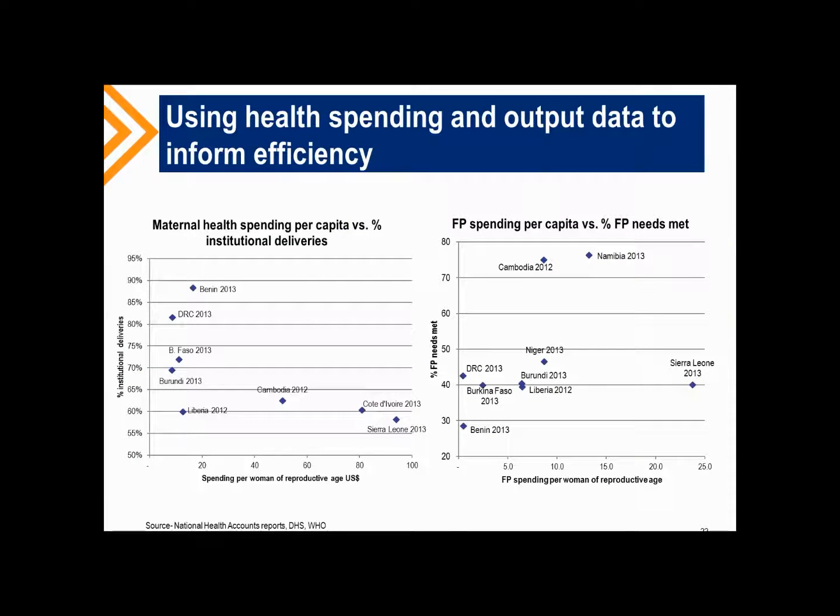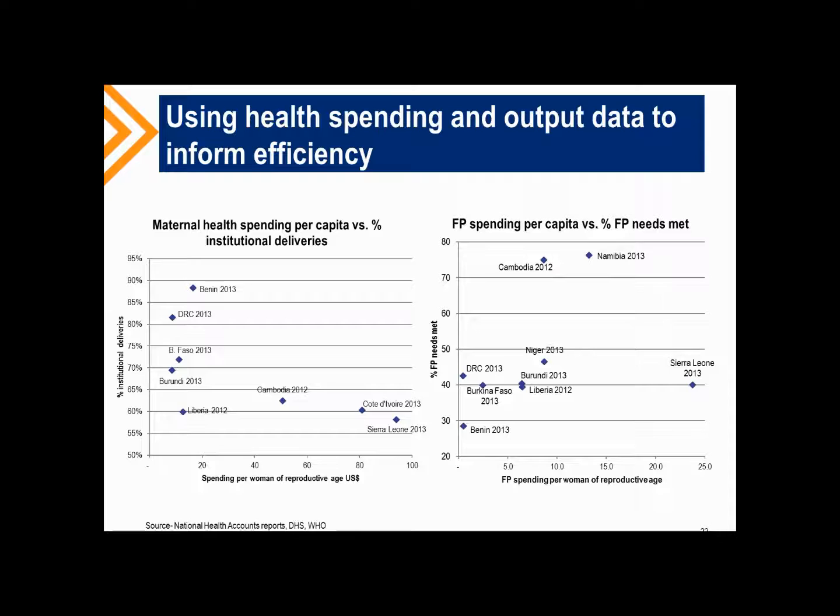I talked about efficiency, and health accounts provide an entry point for looking at efficiency. And we can do this by comparing spending data from health accounts with outputs to see what was achieved with the resources that were spent. In the charts here, we've compared spending with output indicators. For example, on the left, you see maternal health spending per capita against institutional deliveries. And on the right is family spending per capita against percentage of family planning needs met.